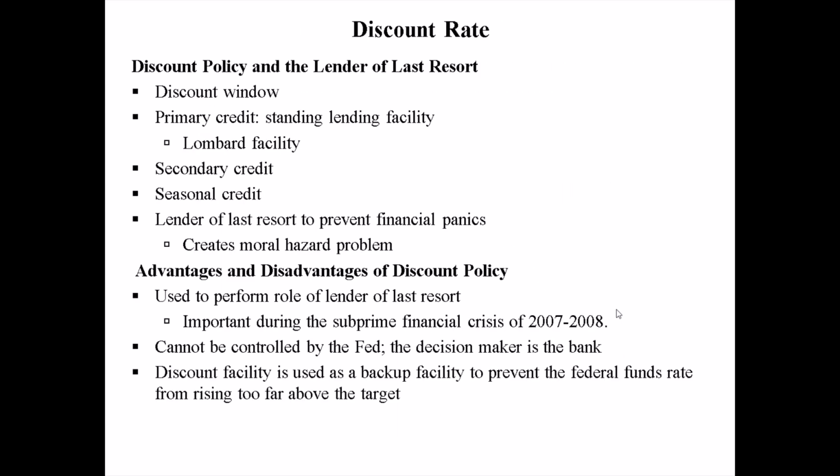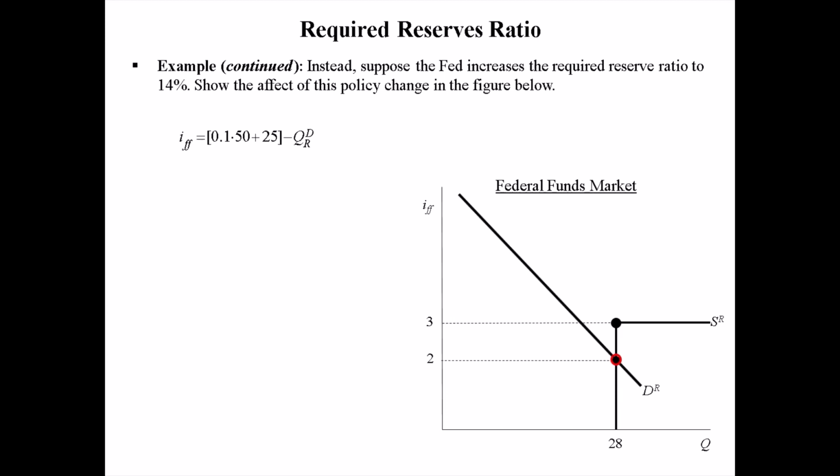Okay, let's try a different example. Instead, suppose the Fed increases the required reserves ratio to 14%. So it was at 10, now it's at 14, right? Remember from what we said earlier, when the Fed changes the required reserves ratio, it tends to cause a shock. And so the shock parameter increases, for example, here to 26. So we have a new demand curve, right?